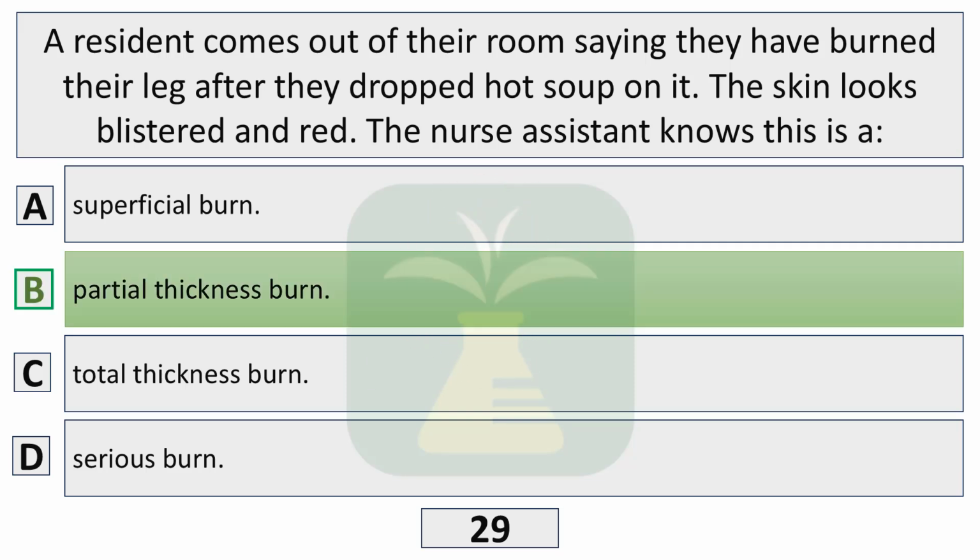Correct answer. B. Partial thickness burn. This describes a partial thickness burn. A total thickness burn appears waxy and white, while a superficial burn might be described as blotchiness of the skin with no blistering.